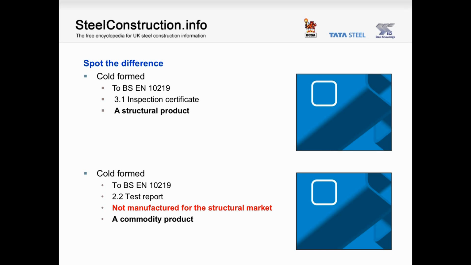BS-EN 10219 also provides guidance on the manufacture of cold formed hollow sections that are intended for other, non-structural uses. The level of testing required for non-structural applications is less onerous because the risk to public safety is far, far less. The issue for the building designer is, put them side by side and you can't tell one from the other. The only way to find out if you have a structural product intended to be used in a building is to check the paperwork.